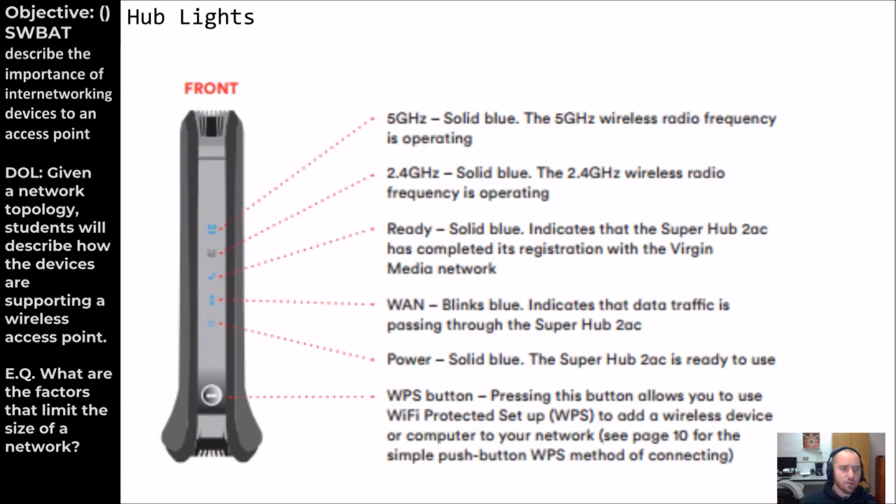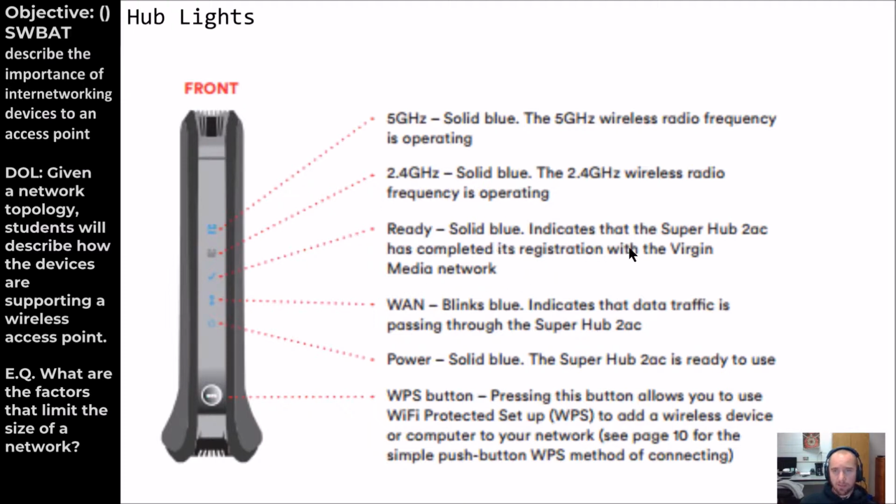Now something else you should probably understand is how the lights on these things work, lights on a hub or lights on a switch. This first one, at least for this particular one, is a 5 gigahertz solid blue light to let you know you're working at 5 gigahertz. And on a separate channel here, you might have 2.4 gigahertz. Another light might just indicate that the hub is ready.